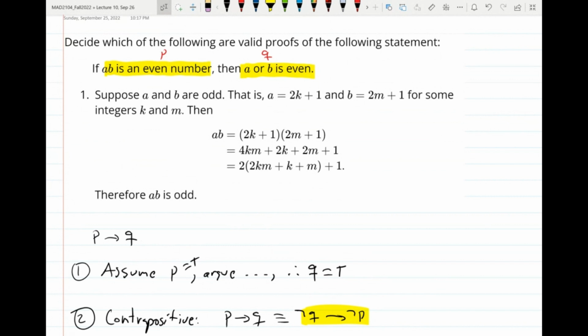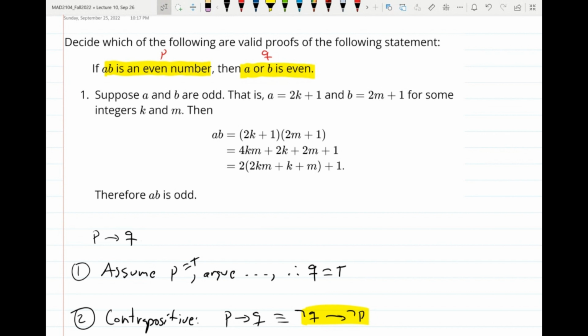So they started by assuming that both A and B are odd. That tells you they're using the contrapositive, and so far that's okay. Now we need to argue somehow that we end up with not P. That's what we want, right? So what's the negation of P? P is that AB is an even number. So not P is that AB is odd, and at least we can see that the end result is consistent. So all we need to do now is check the in-between. If the in-between works, then this is a valid proof because they're using proof by contrapositive.